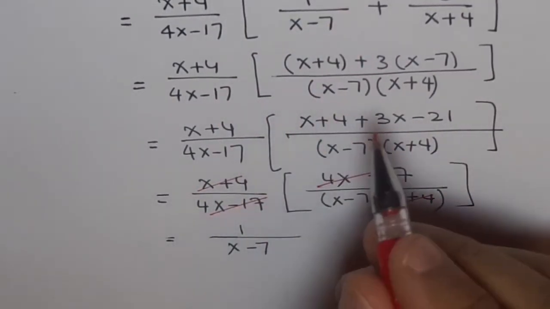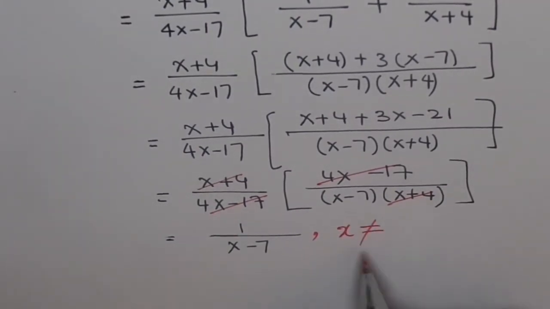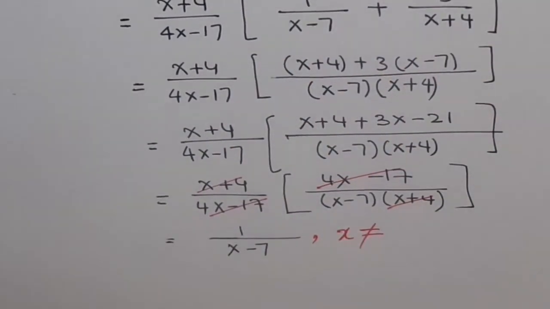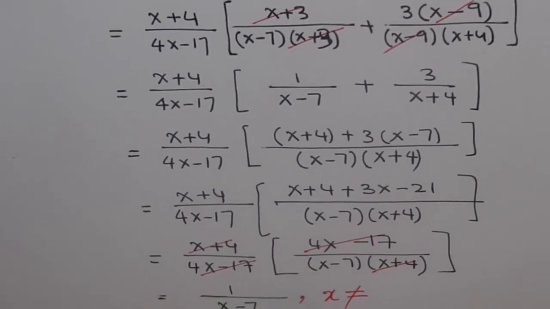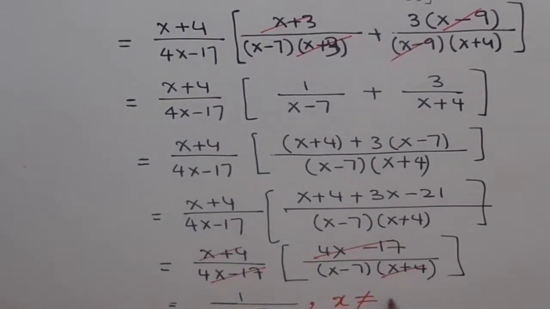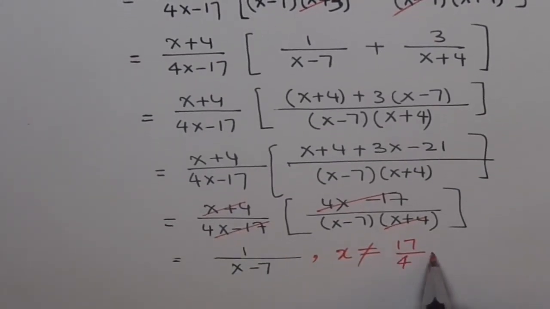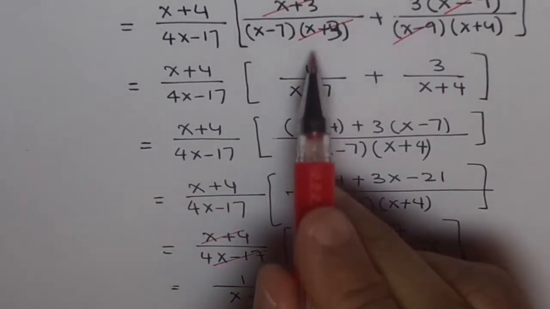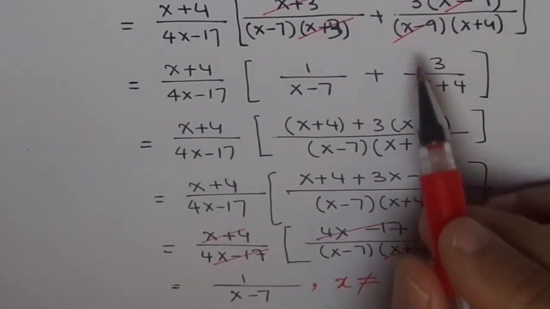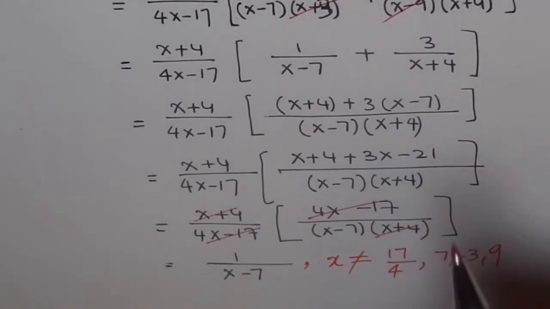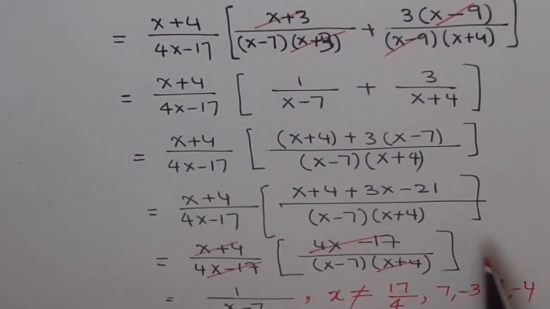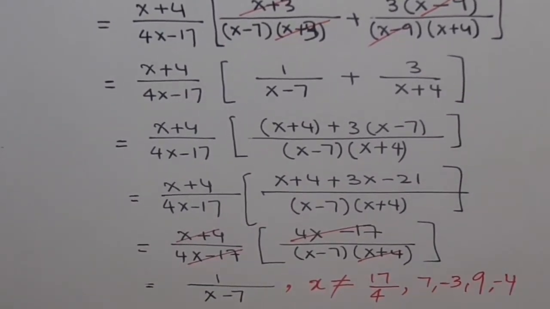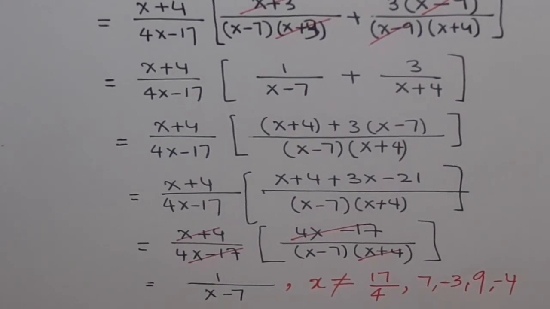Now, let's write down the restrictions here. x is not equal to which values? We can start from here, right? This is the place where we cancelled out most of our common factors. So here, 4x minus 17, so x is not equal to 17 over 4. Is it okay? This is the first value. Second, x is not equal to 7, so we'll write x is not equal to 7. Here, x is not equal to minus 3. Here, x is not equal to 9. Here, x is not equal to minus 4. So those are all the factors which we cancelled, right? And we should, at the time when we cancelled, actually write all our restrictions. Well, it's never too late.